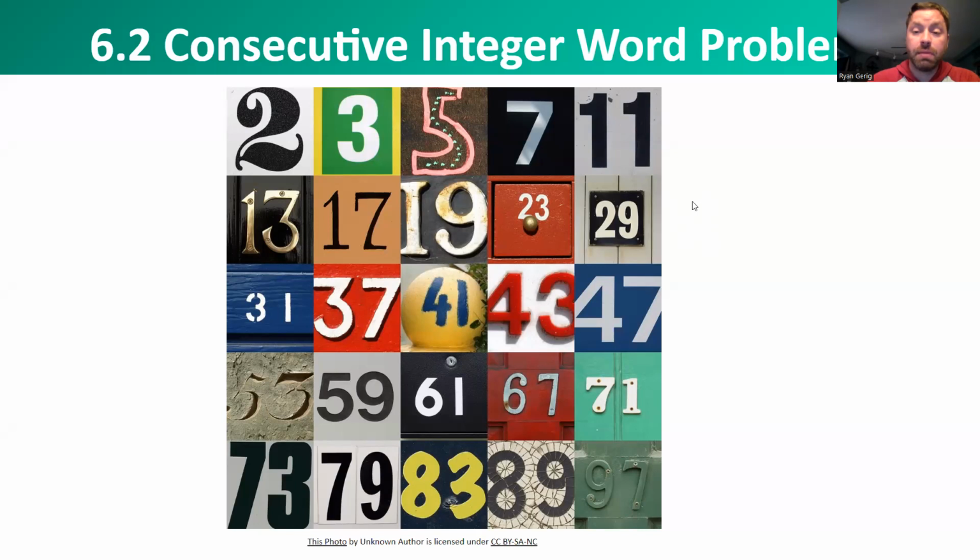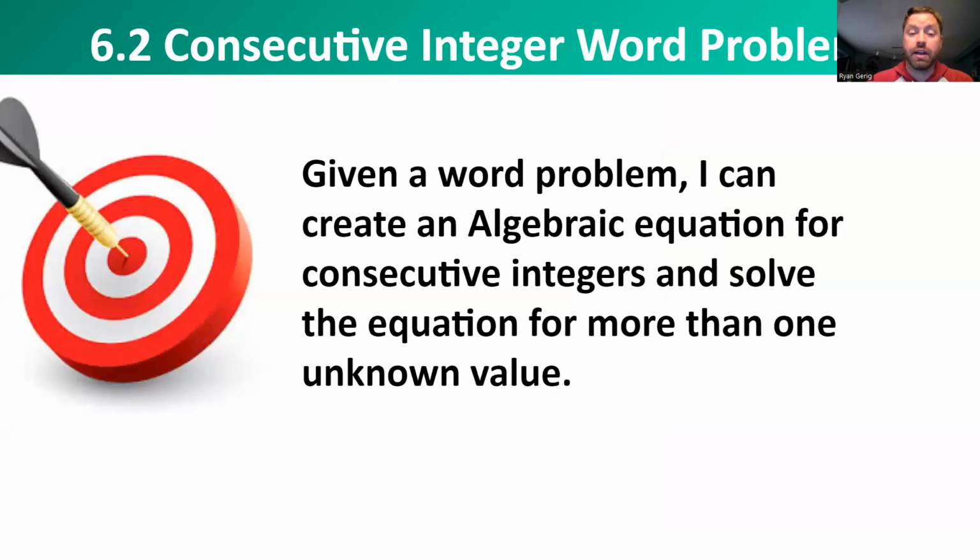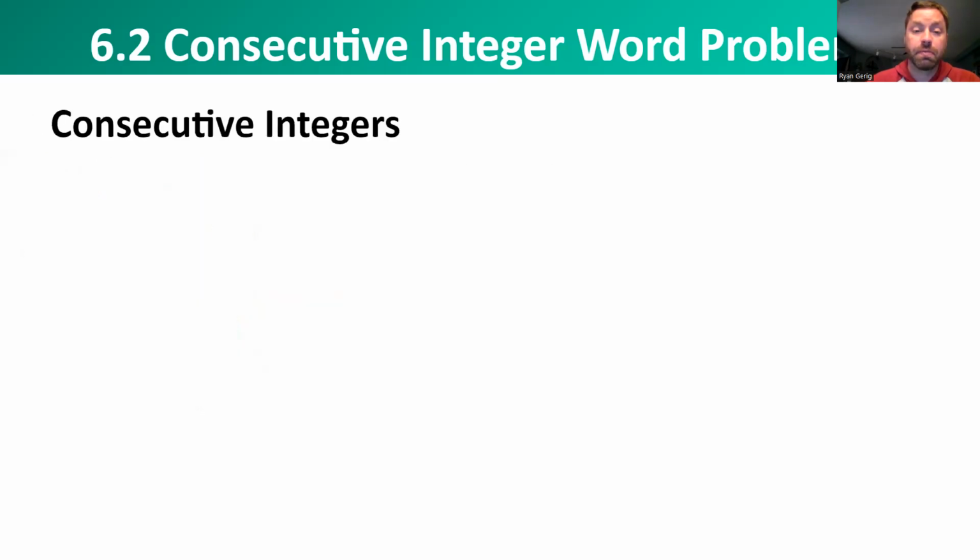Consecutive integers is what we're going to focus on today. And what does that mean? Before we get started on that, we're going to look at what I'm hoping that you can do by the end of the lesson. Given a word problem, I can create an algebraic equation for consecutive integers and solve the equation for more than one unknown variable. It's very similar to what we did with perimeter problems in that we're writing a variable in terms of another unknown variable. So consecutive integers, what are those?